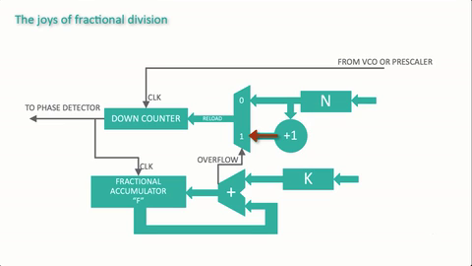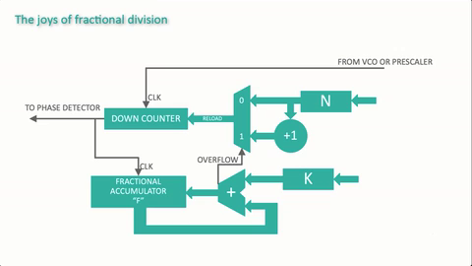Now, remember how in the previous slide, when we wanted to divide by 25.6, we said sometimes we want to divide by 25 and sometimes we'll divide by 26? Well, here we are. The N value and the N plus 1 value go to the inputs of a 2-input multiplexer. When the multiplexer is in the 0 state, the N value is gated to the reload input of a down counter. But when the multiplexer is in the 1 state, the N plus 1 value is gated to the down counter's reload input.